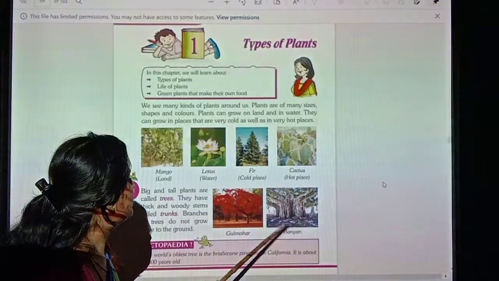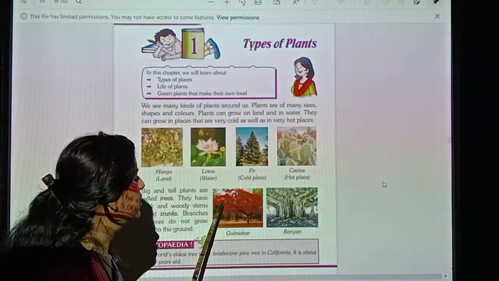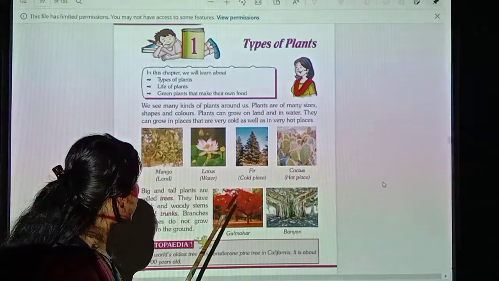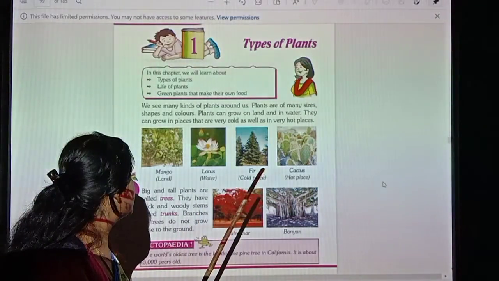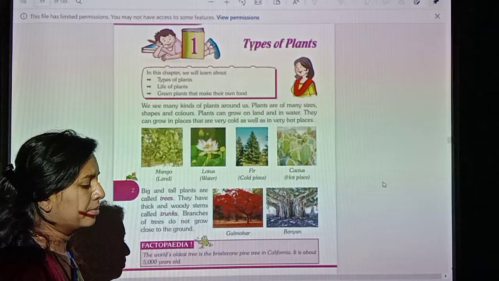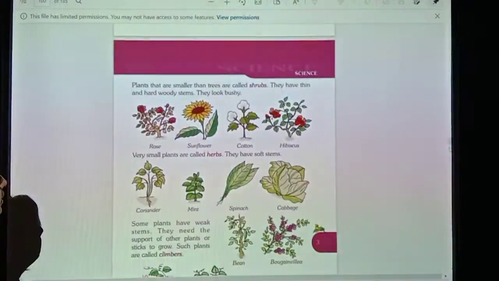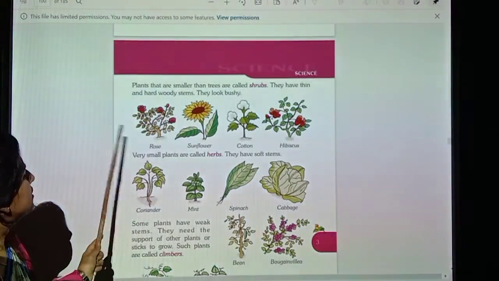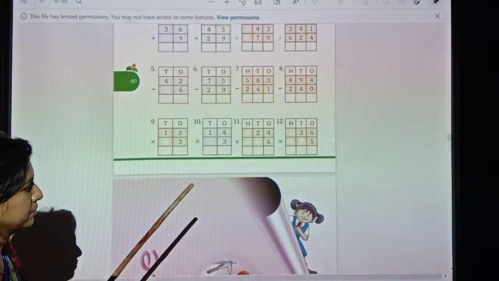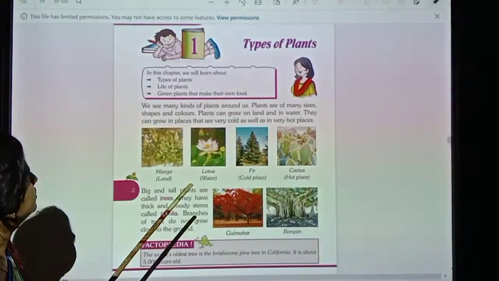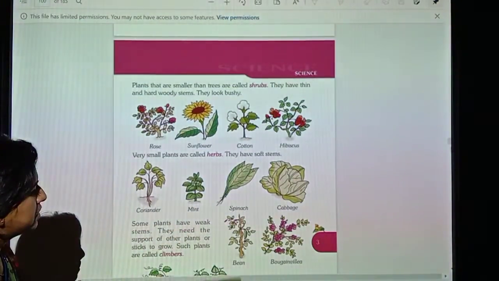See here, this is a banyan tree and also you can see in the textbook, children, the banyan tree and gulmohar tree and some coconut trees. All these trees are big and tall and the trunk is a woody stem. Okay. Next.